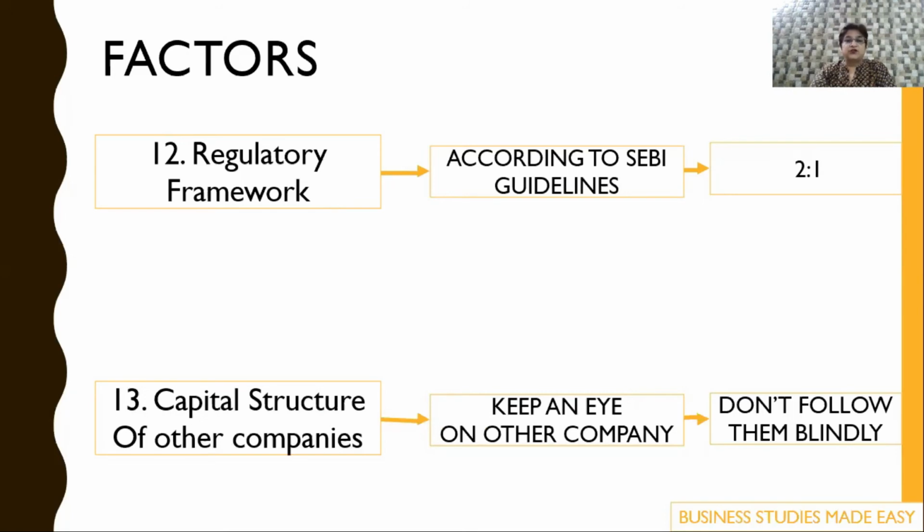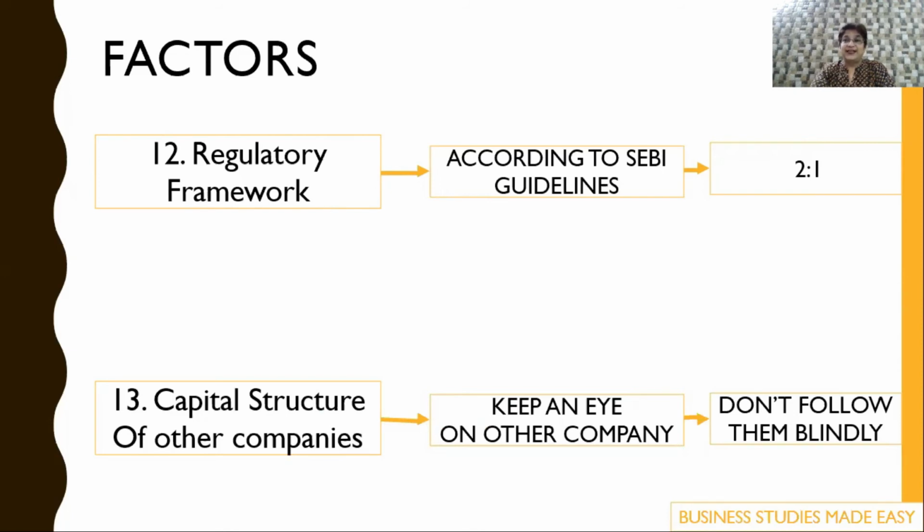Then comes the capital structure of the other companies. Now, the finance manager keeps a very close eye on the capital structure of the other companies. Remember, I had compared 3 companies. So each company keeps an eye on the other company and sees how they're doing, especially when the share capital is the same and the amount of profit is also the same. But don't follow them blindly.